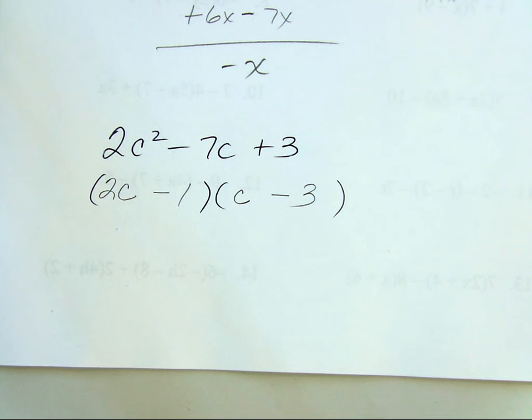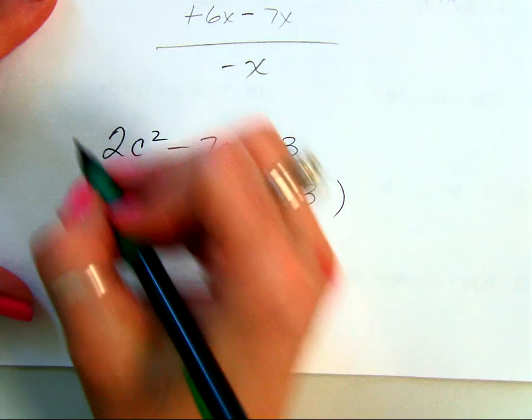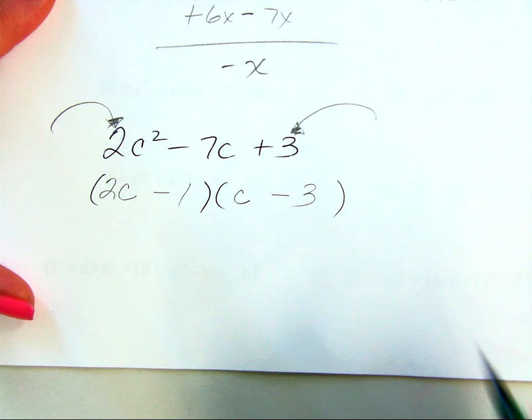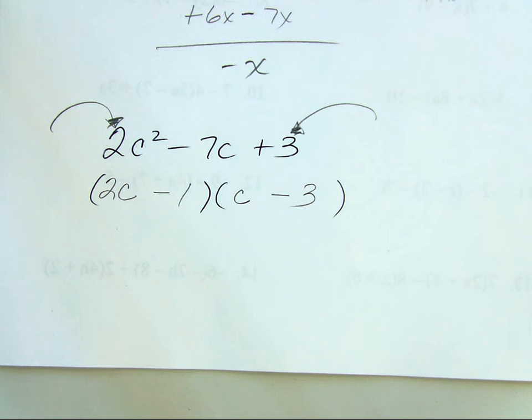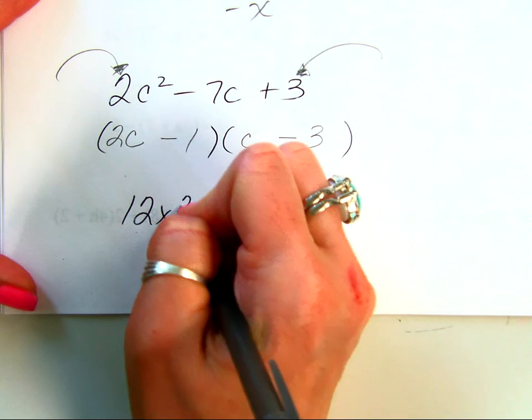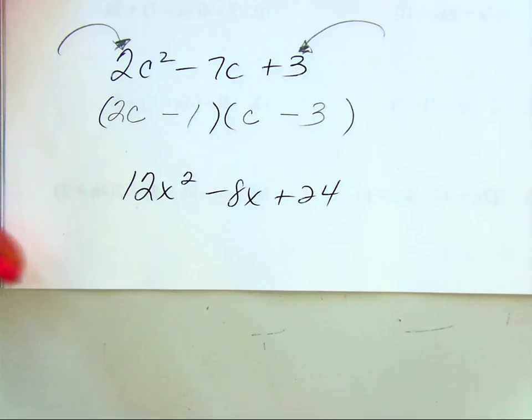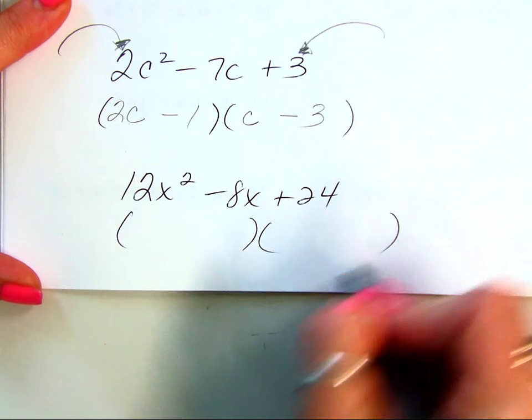Okay? So let me give you a little hint. It's kind of nice to know both methods. Because when that was prime and that was prime, trial and error was a piece of cake. Let me just tell you when trial and error is a nightmare. If you have 12x squared minus 8x plus 24.